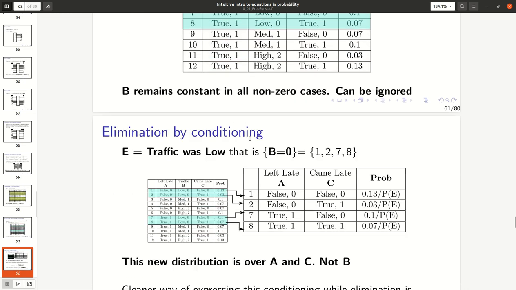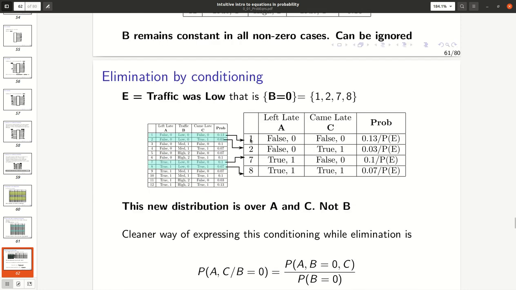Let's form a new table after eliminating that variable. We can select the rows and form a new table with columns only A and C. So when traffic is low, we get only these 4 rows. Now this is a distribution only on A and C, though the values we get finally depend on the conditioning on B, but the distribution is on A and C, not B.